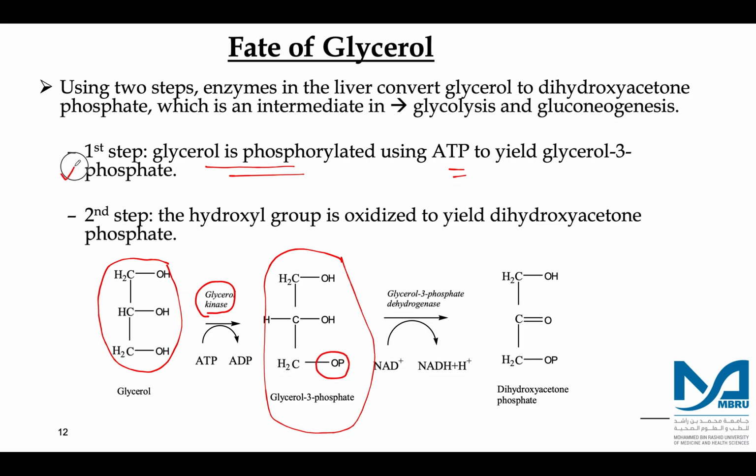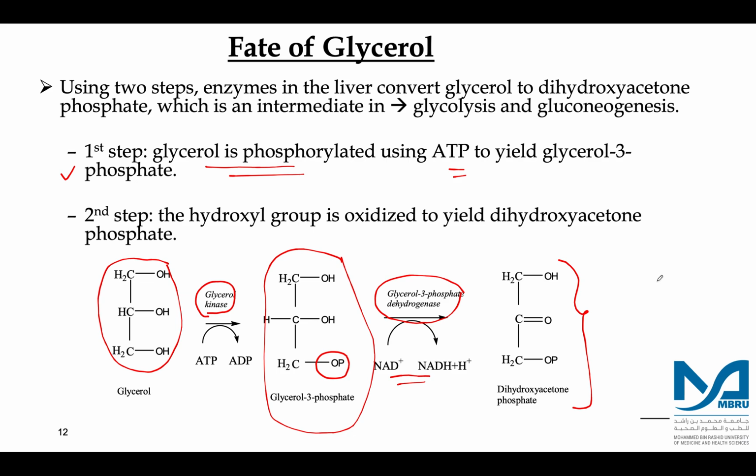In the second step, glycerol 3-phosphate is oxidized because you have a proton that is coming out, in the presence of an oxidoreductase, glycerol 3-phosphate dehydrogenase, and this glycerol 3-phosphate is then converted to dihydroxyacetone phosphate.